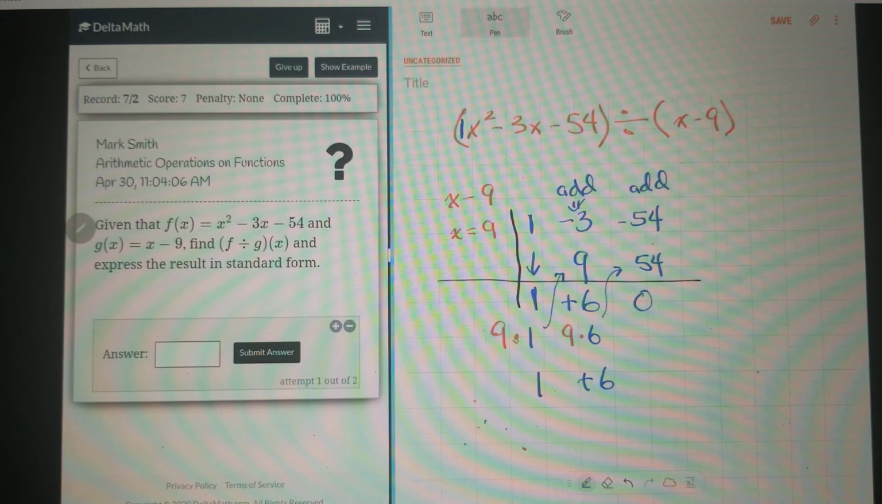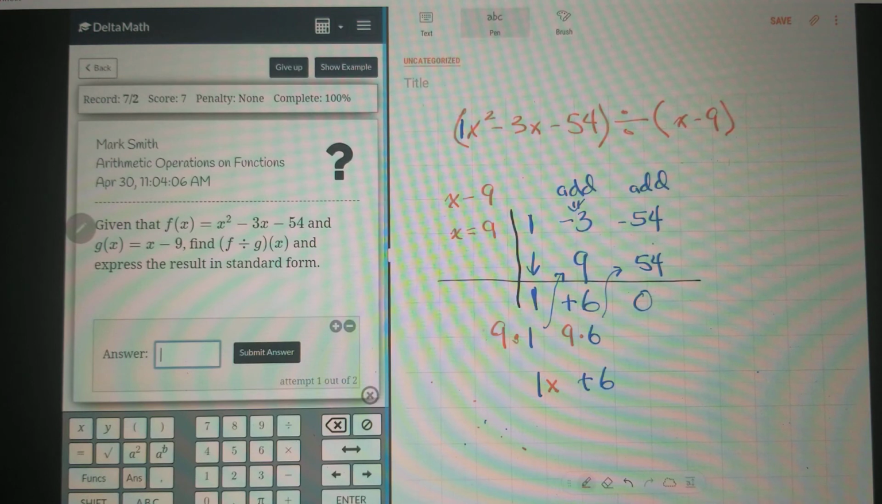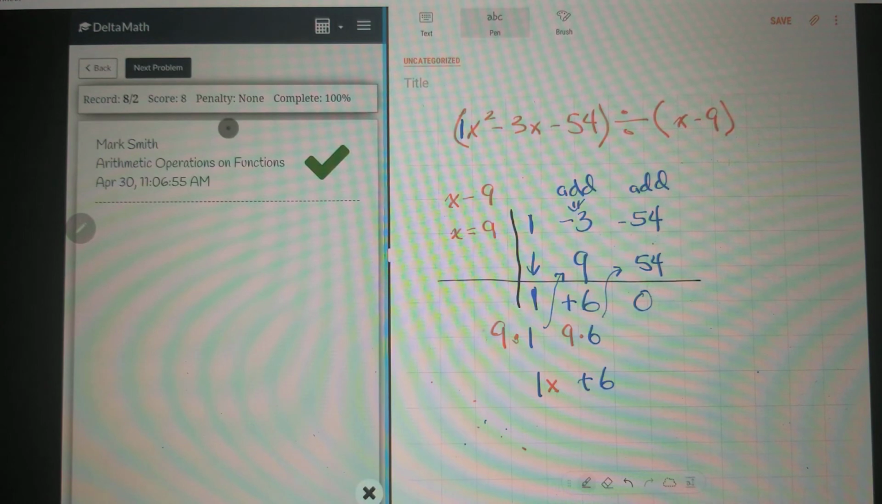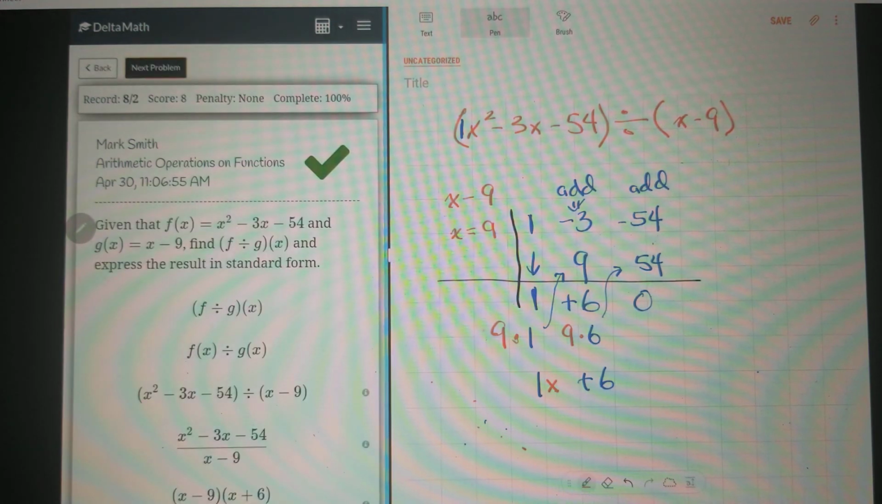Then I look back up here and I know this is going to be an x because I started with x squared and I'm going to have 1 less. So that's our answer, x plus 6. X plus 6. Submit, yes. X plus 6, and there's our answer.